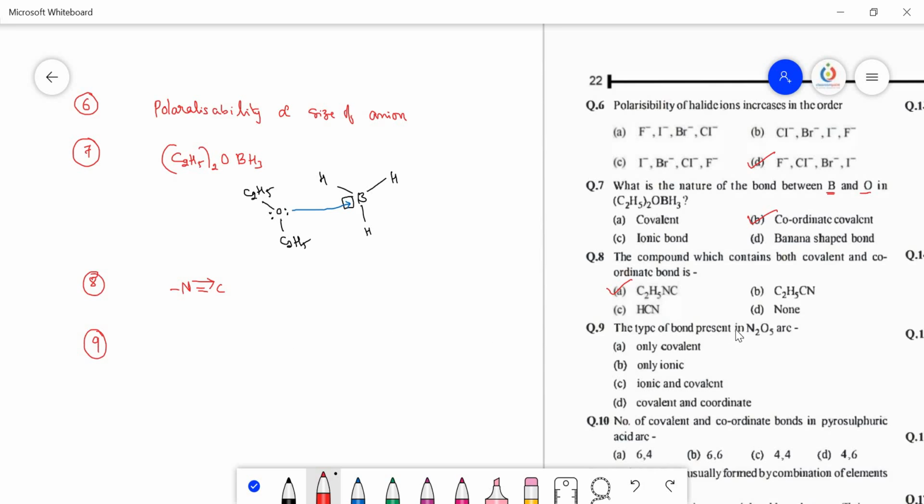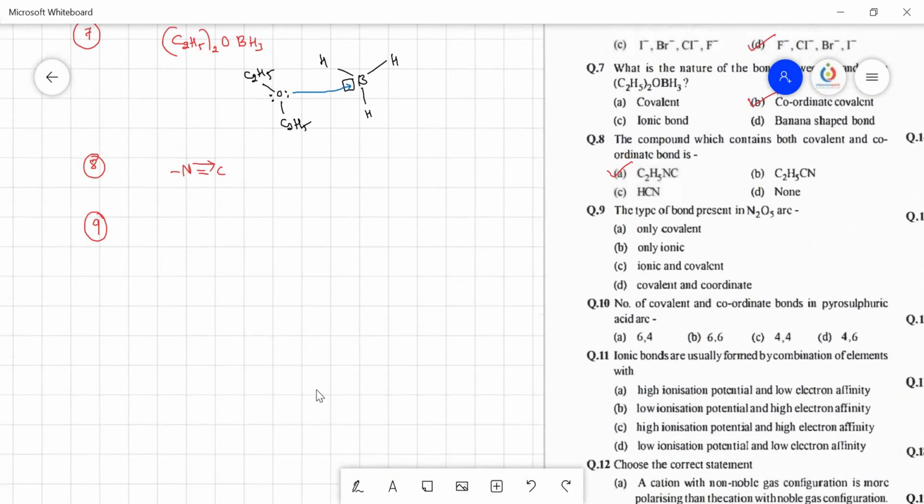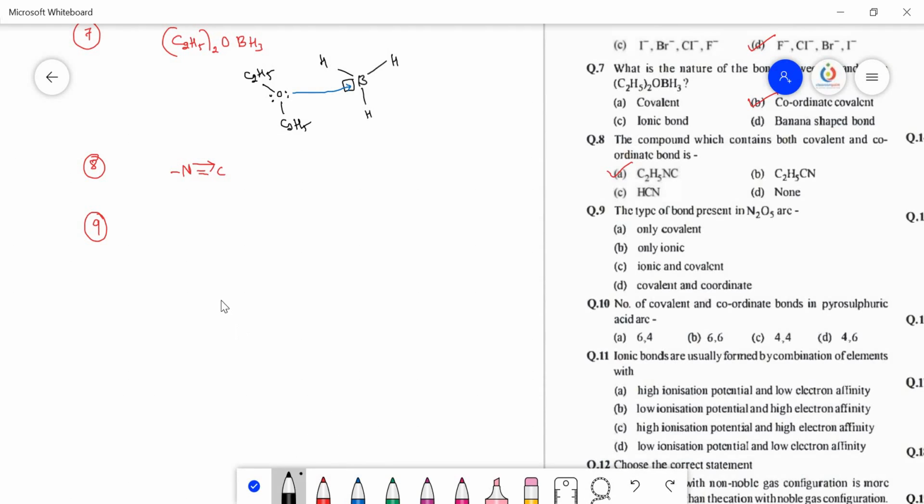9th question. The type of bond present in N2O5 is. First of all we must know the structure of N2O5, so I will write down the structure so you can understand it clearly. In this particular compound, these arrow marks represent the coordinate covalent bonds, and the single bonds and double bonds all represent the covalent bonds. So it is having both covalent as well as coordinate covalent bonds, hence option D is correct.